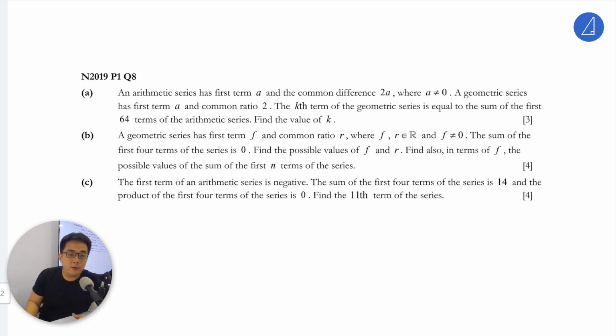An arithmetic series has first term A and common difference 2A, where A is not equal to 0. A geometric series has first term A and common ratio of 2. The kth term of the geometric series is equal to the sum of the first 64 terms of the arithmetic series. Okay, so we look at that.